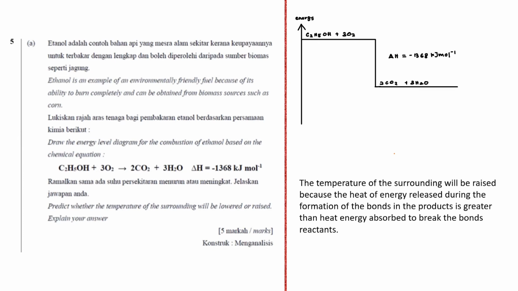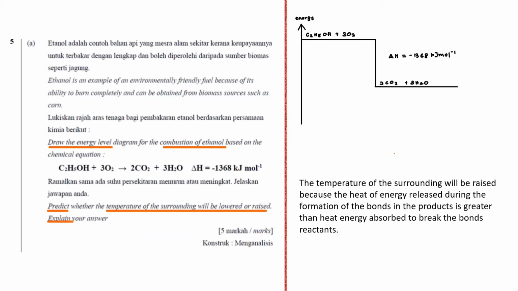Question number 5. Ethanol is an example of an environmentally friendly fuel because of its ability to burn completely and can be obtained from biomass sources such as corn. Draw the energy level diagram for the combustion of ethanol based on the chemical equation. Predict whether the temperature of the surrounding will be lowered or raised.